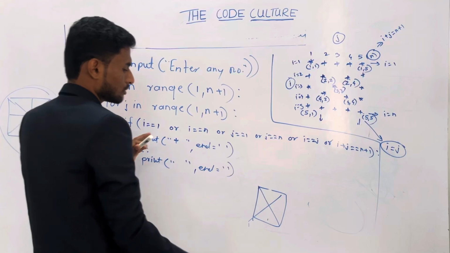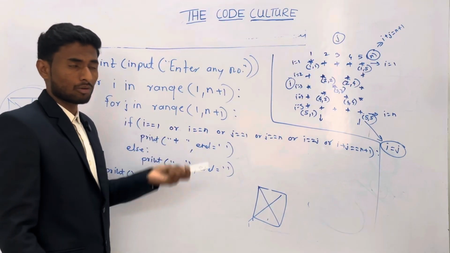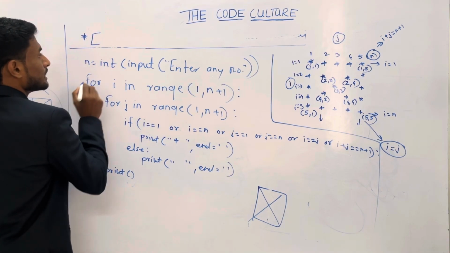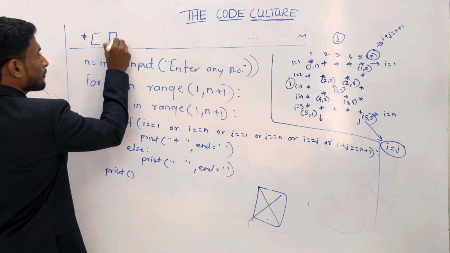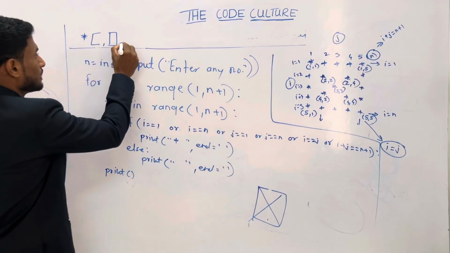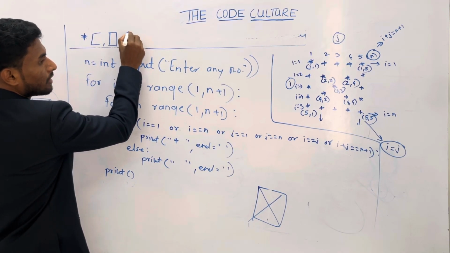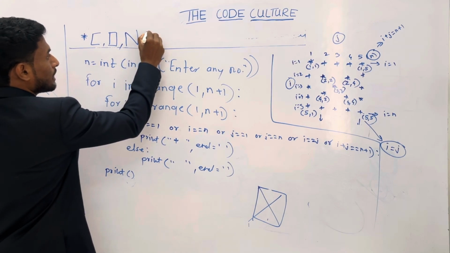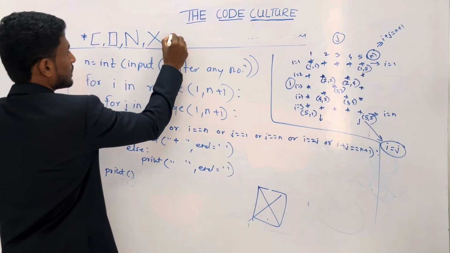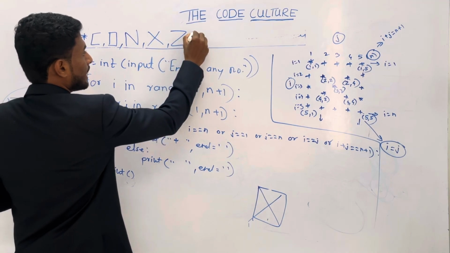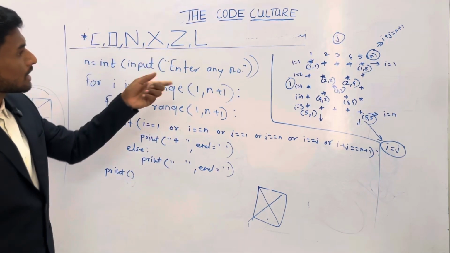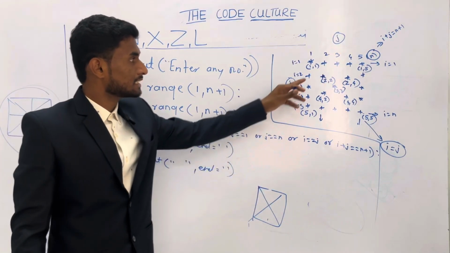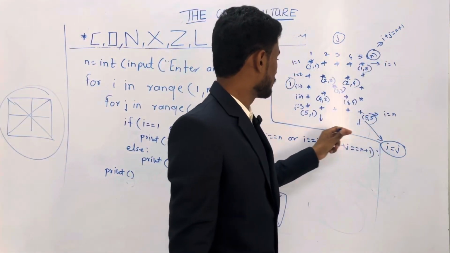The first heading is printing hollow square with diagonal. Now what I want to print is C, also D. D is nothing but the hollow square. After that I want to print N, also X, Z and N. All these alphabets I can directly print by using these 6 lines: 1, 2, 3, 4 and 5, 6.